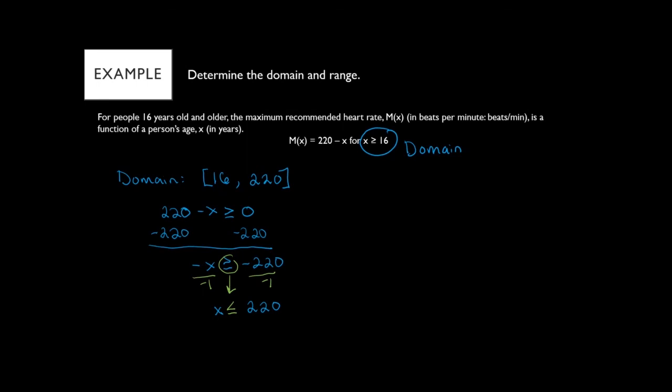And it became a bracket because it's included. We can be equal to 220. Okay. And then you'll get 0 for your heart rate, which, if you're that old, you're probably dead anyway.